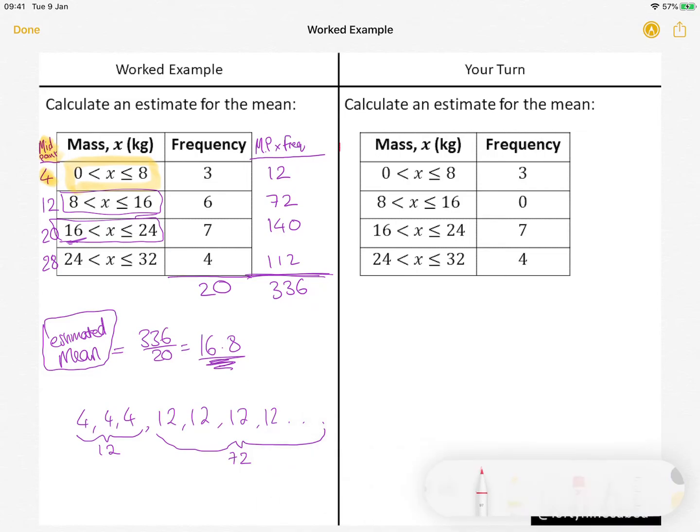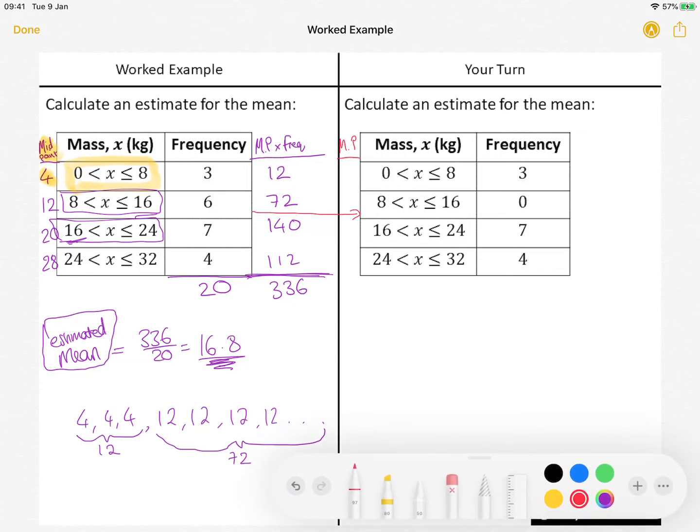So first thing to do is get your midpoints. Oh yeah, and this is going to lead into a reflect, expect, check. So maybe you want to do a reflection. The thing that's changed is that there's now no values between 8 and 16. So you might think, well, what effect is that going to have? Is the mean going to be higher? Is it going to be lower? Just thinking about what effect that might have.